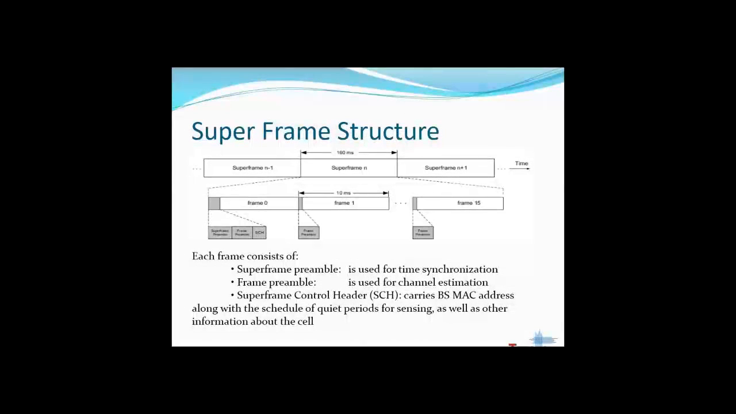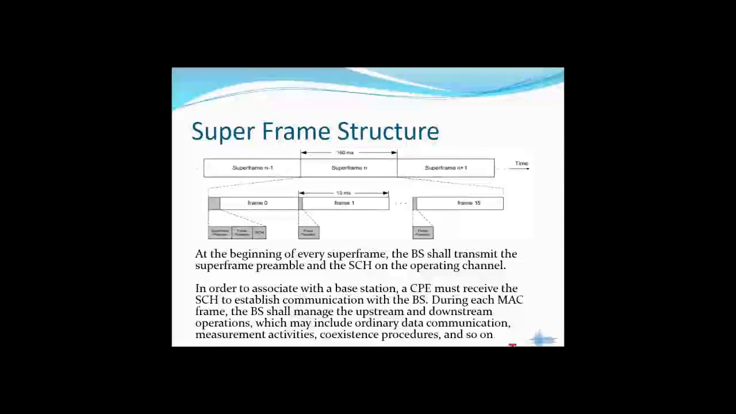As per the IEEE 802.22 protocol, a superframe has a duration of 160 milliseconds. Each superframe starts with the transmission of a superframe control header, that is the SCH packet. Moreover, each superframe consists of 16 frames and each frame has a duration of 10 milliseconds. The superframe control header carries the BS MAC address along with the schedule of the quiet periods for sensing, as well as other information about the network.